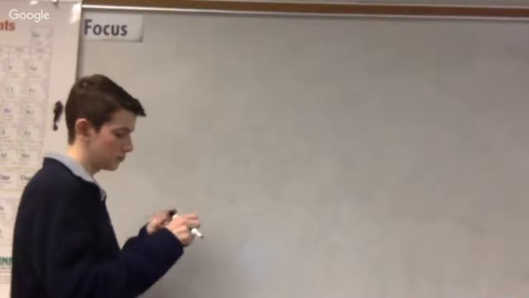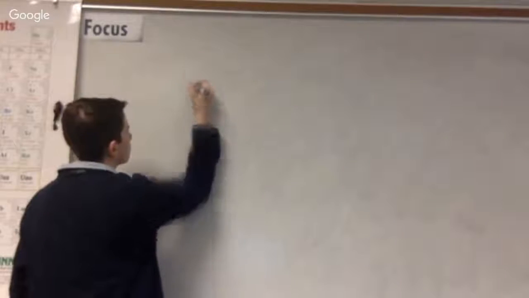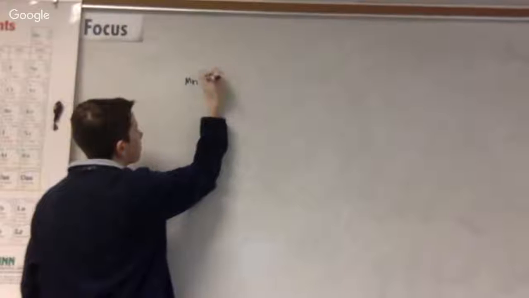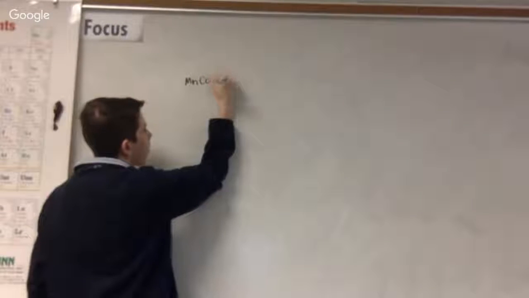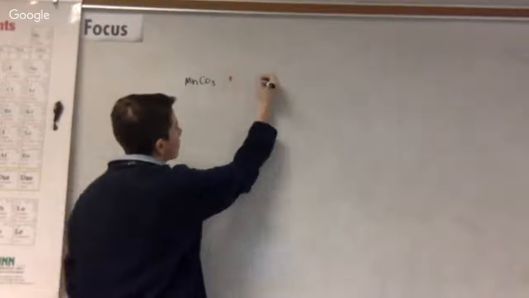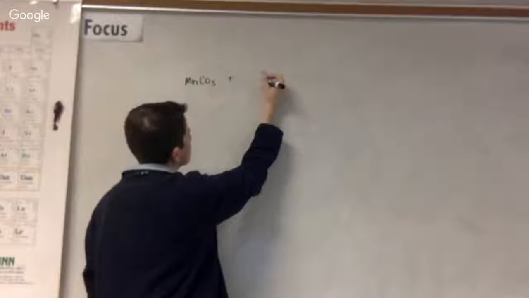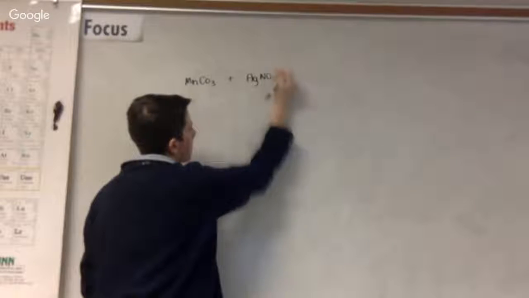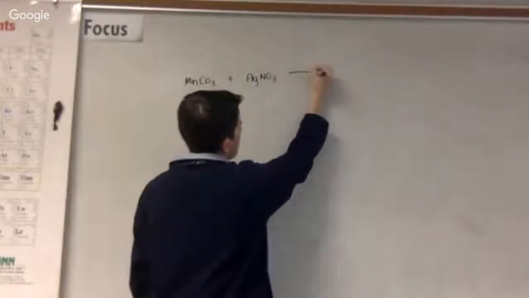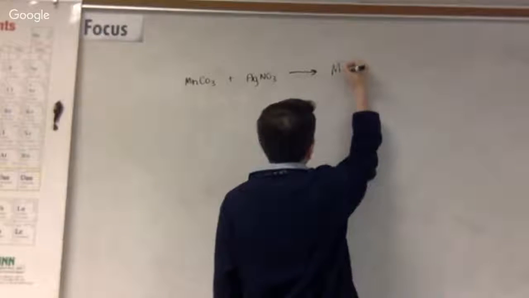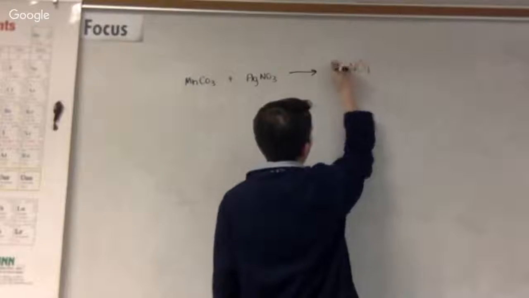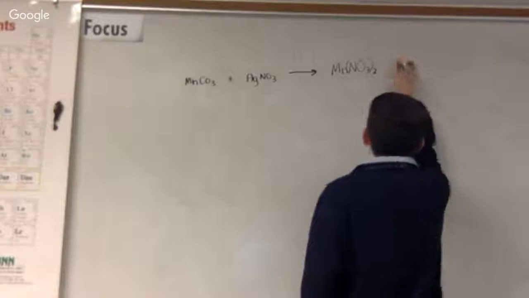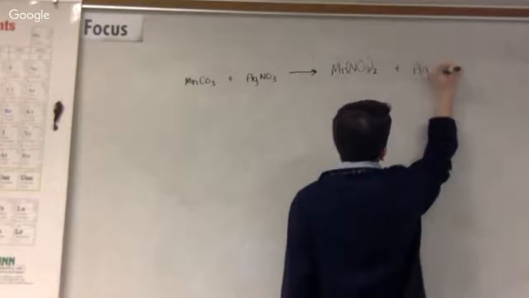The equation we're going to do, I'm making this up on the spot. So write up as high as you can. Let's go MnCO3, and then leave some space, plus AgNO3, yields Mn(NO3)2, only the NO3 in parentheses, plus Ag2CO3.